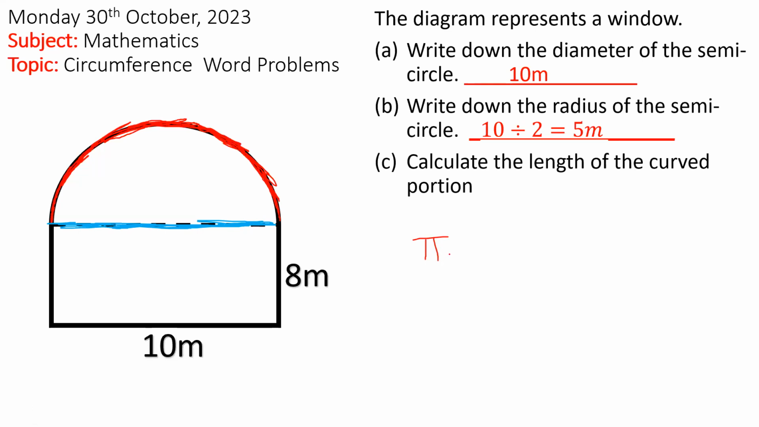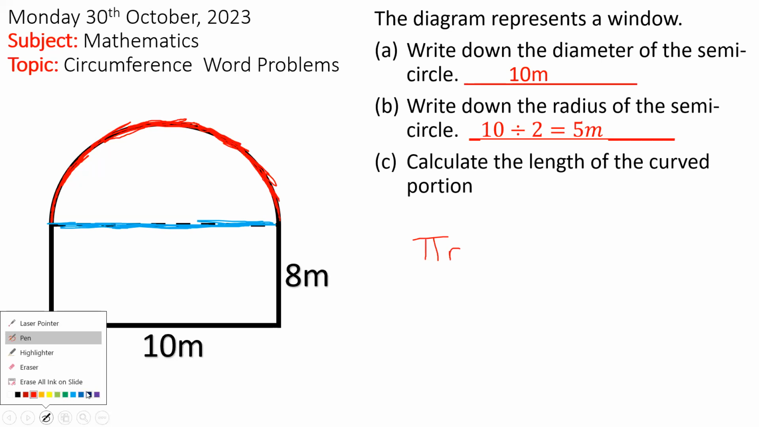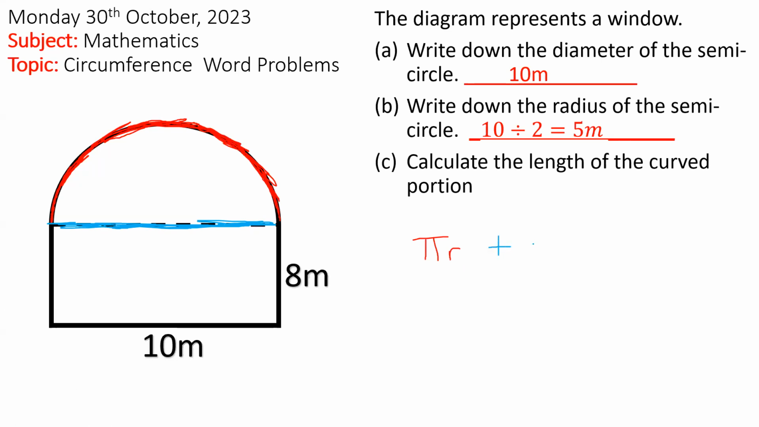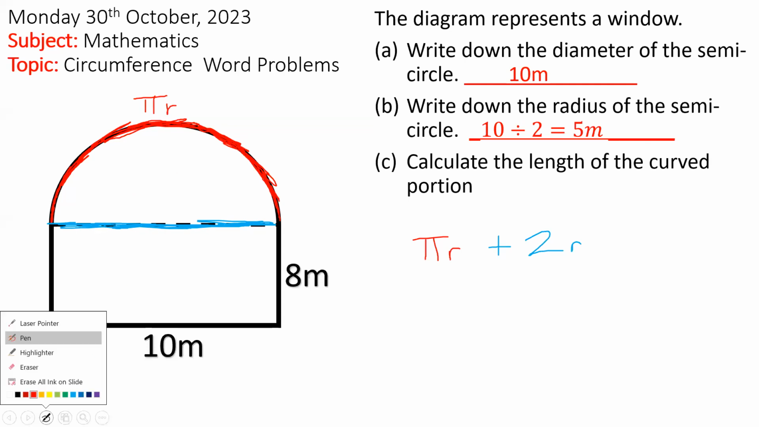Wouldn't it be pi times width times length? No. Remember, the perimeter of a semicircle is given by this formula: pi r plus 2r. Now, pi r is the length of the curved part. That's pi r. And 2r is the length of the diameter.